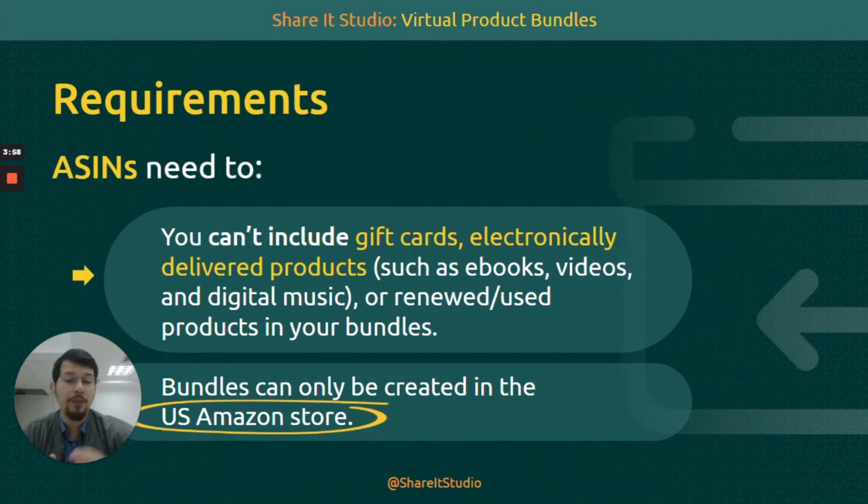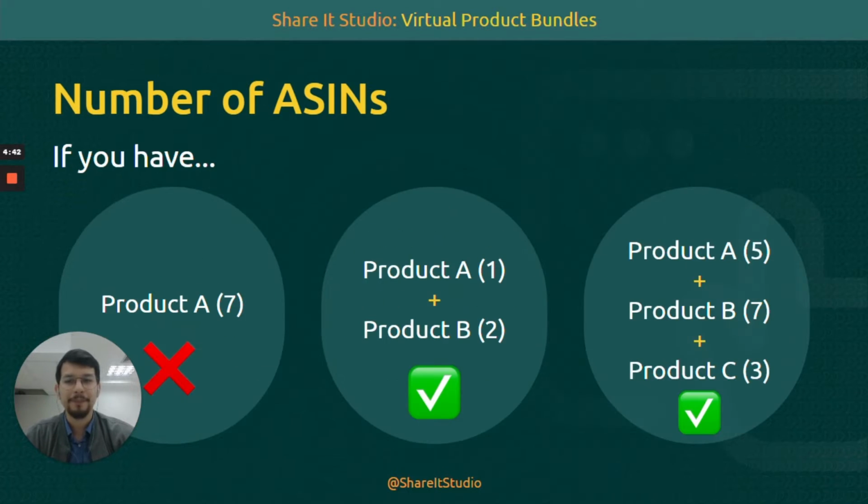Aside from these renewed or used products, you can also not include gift cards or any electronically delivered product. Why? Because technically they don't have to be shipped. Now, something else that you have to take into consideration is that the bundles can only be created on the US Amazon store. It's not available in any other part of the world yet because, as I told you, it's still in its testing phase and it's a relatively new feature. Maybe we'll soon see its expansion to other stores, but not quite yet.